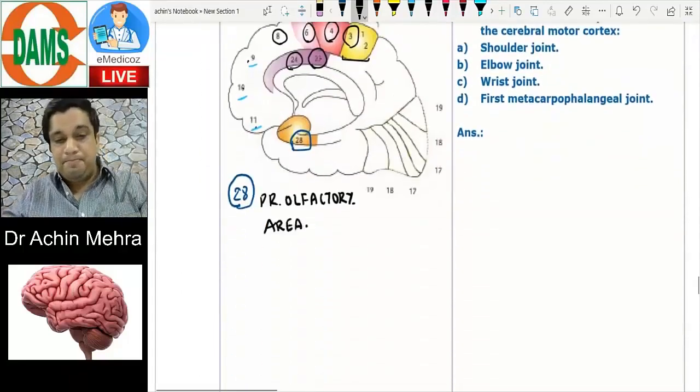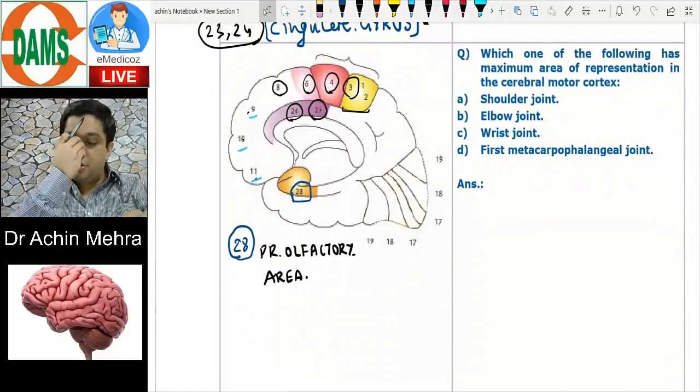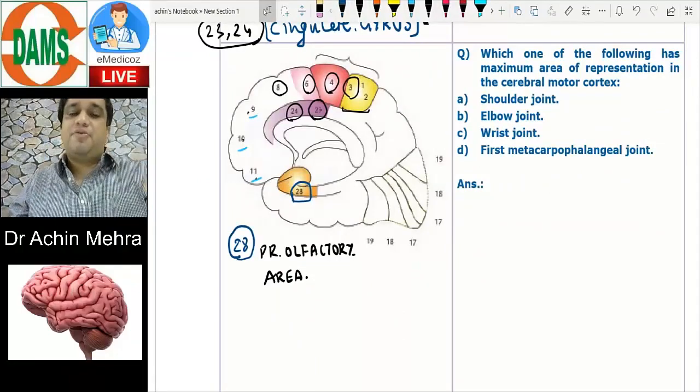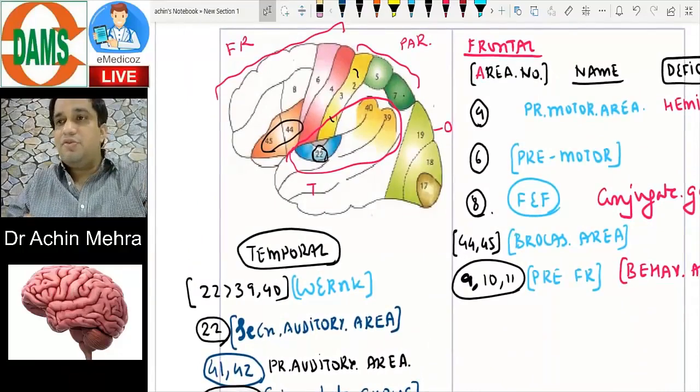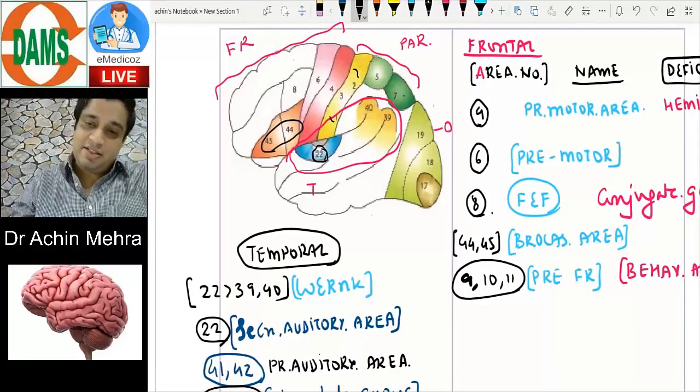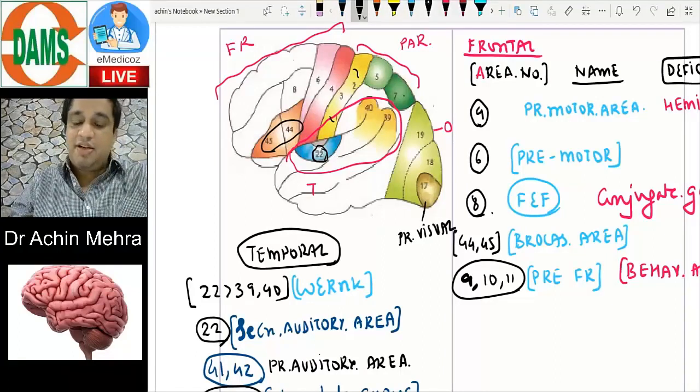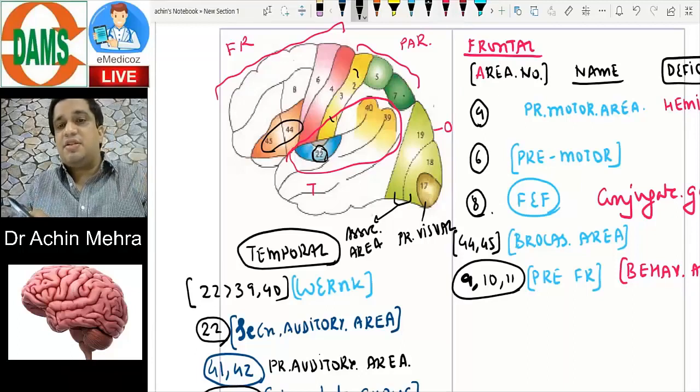Okay, and area number 28 is for olfaction, primary olfactory area. Now occipital is simple. We got an area number 17. Yes, that's a primary visual area. 19 and 18 together, yes, is a visual association area. So primary visual area is area number 17, 18 and 19 is an association area for vision. Okay, so that's a quick recap of what we saw.